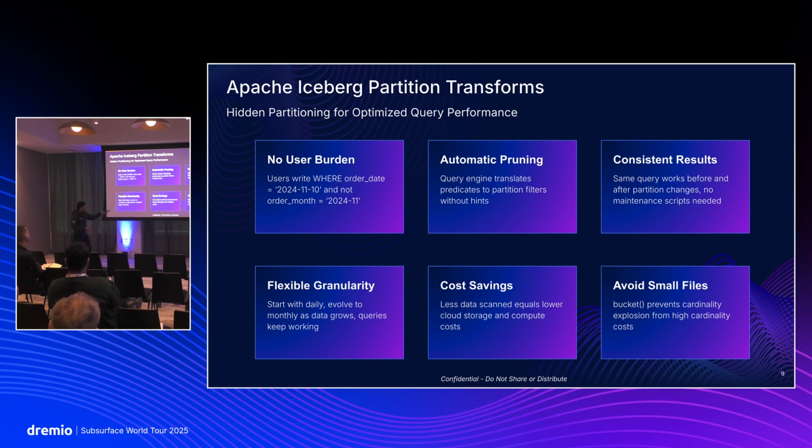And this is the topic I was talking about, where you can start with daily and then evolve into monthly as the data grows. Obviously, it's big cost savings because you are using less storage and scanning fewer records, so your compute costs are lower. And you can avoid small files, because the bucket transform hashes the data into a smaller number of folders. So you don't have the too-many-small-files problem, which we know is a big issue.